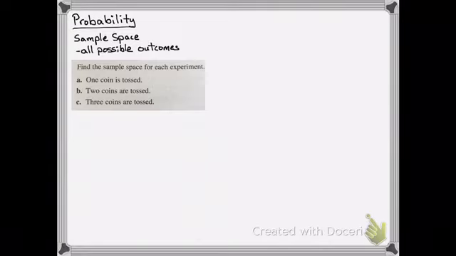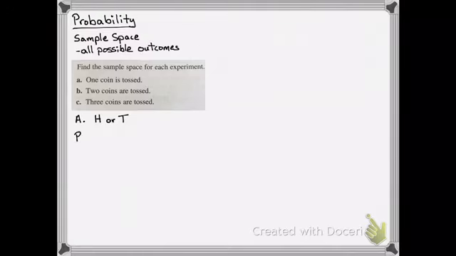The first one's pretty easy. When we toss 1 coin up into the air and determine what's going to happen, the sample space is either heads, which I'll abbreviate with just the letter H, or tails, which I'll abbreviate with the letter T. That's the sample space, H or T. There is no other possibility there. All right, that's pretty easy.